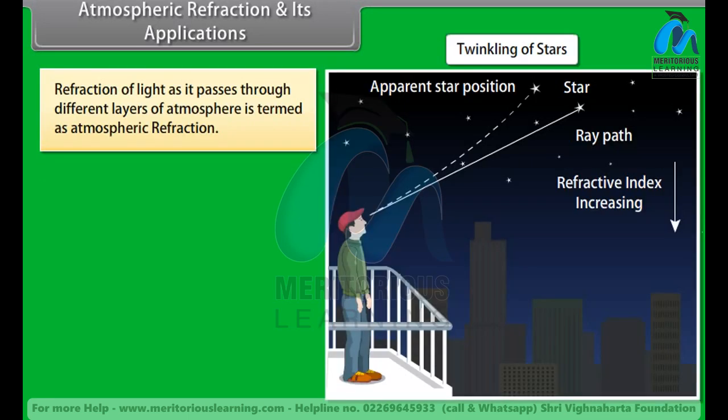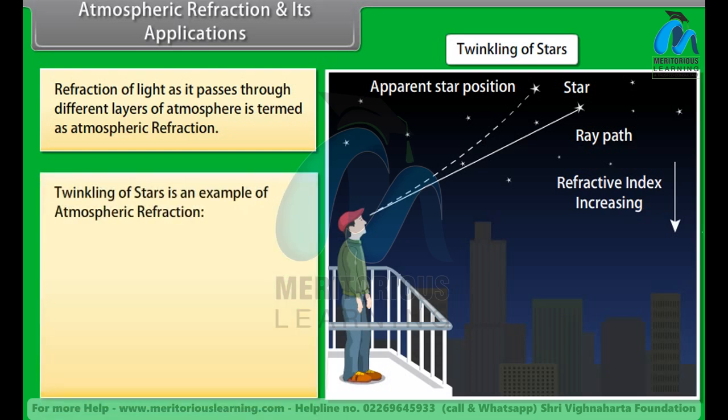Our atmosphere is not uniformly dense at any local place. Depending on the local condition, it may have hot and cool air near the ground. Hot air is lighter than cooler air and hence has a lesser refractive index than cooler air. Due to this, starlight or sunlight entering the atmosphere undergoes refraction. This is known as atmospheric refraction.